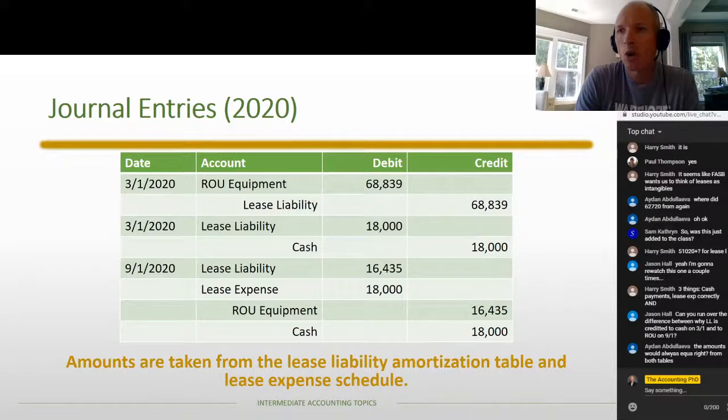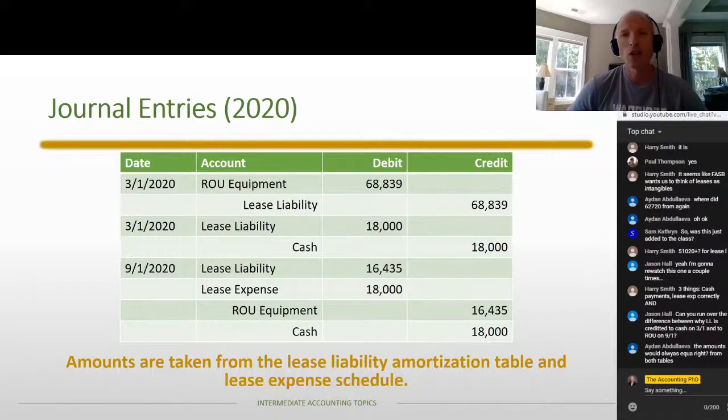So the amounts would always equal from both tables? Yes, they have to. The two tables really work together. They're not independent. And again, the reason why they have to equal out is because they're connected through that interest column.